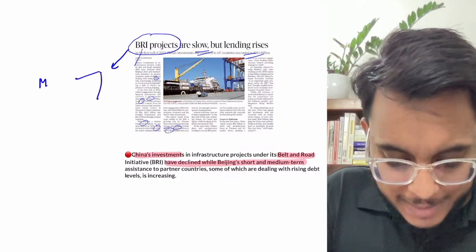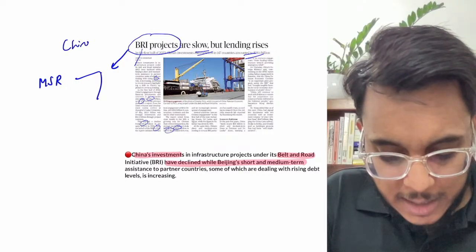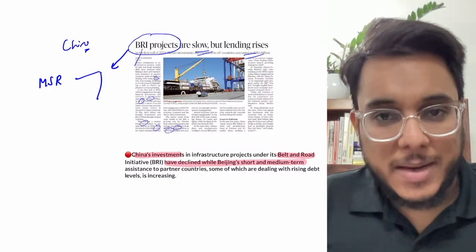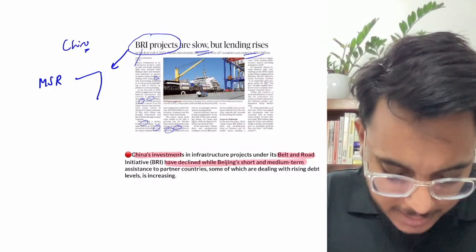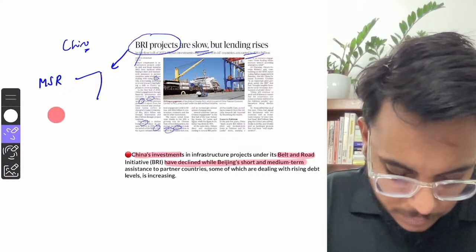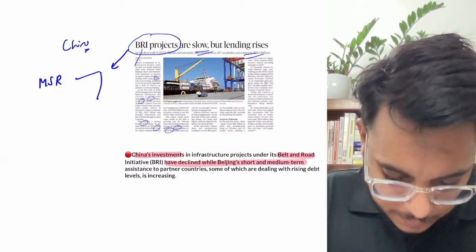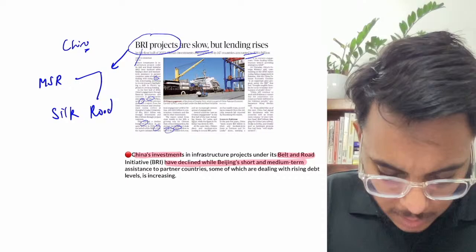It has the Maritime Silk Route. In the Maritime Silk Route, China is building the maritime infrastructure. Ports it is developing, sea lanes it's developing. So Maritime Silk Route is there, and then there is the Silk Road.